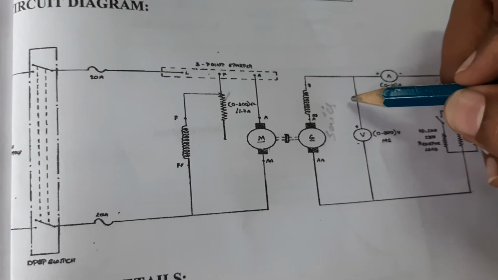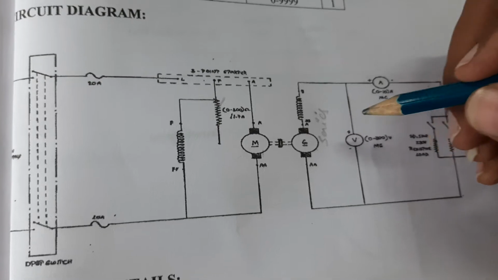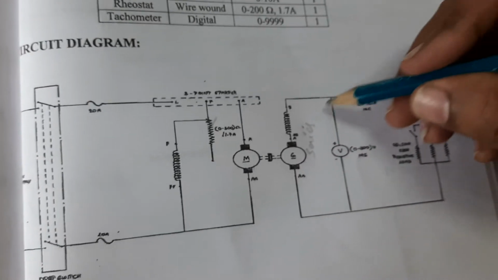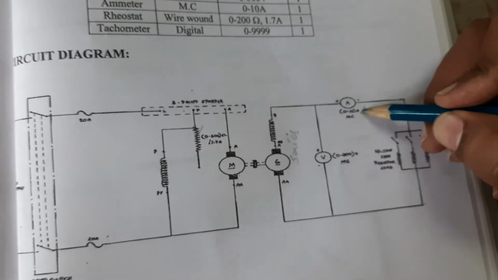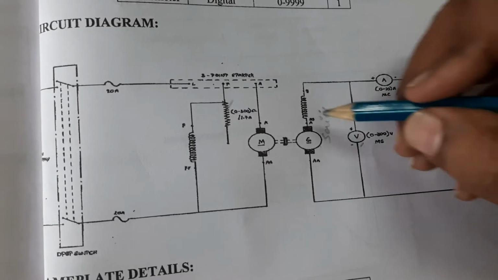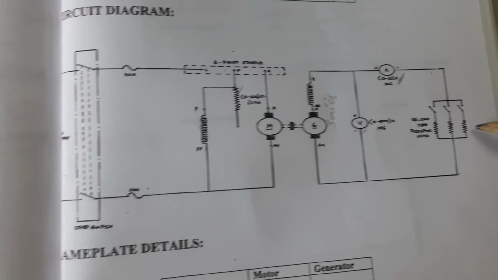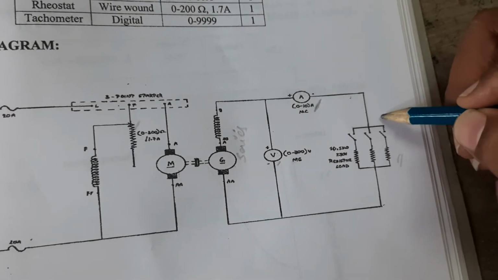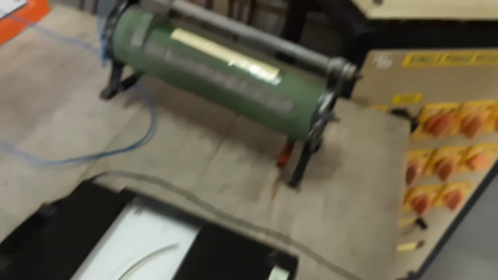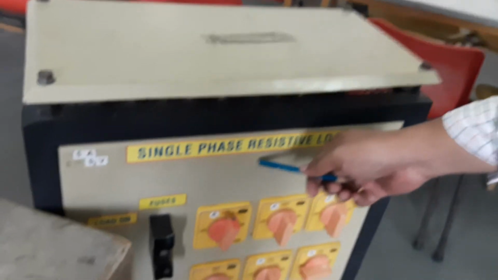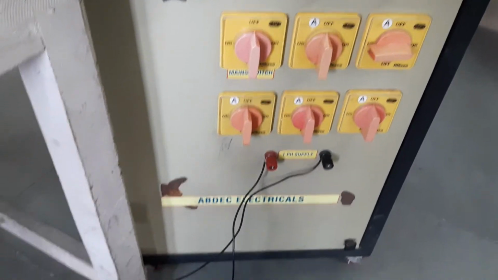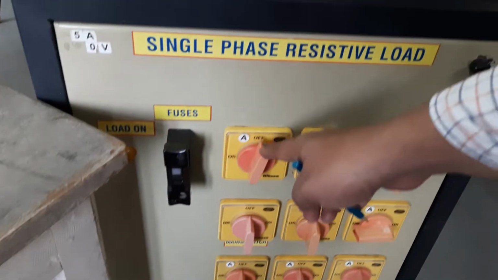We are familiar with the types of generators. The series generator is nothing but the field and armature kept in series, and from there we take the ammeter and voltmeter readings across the generator and connect the load. We have connected a single phase resistive load, around 5 amps, and each switch is taken for one step of load applied.